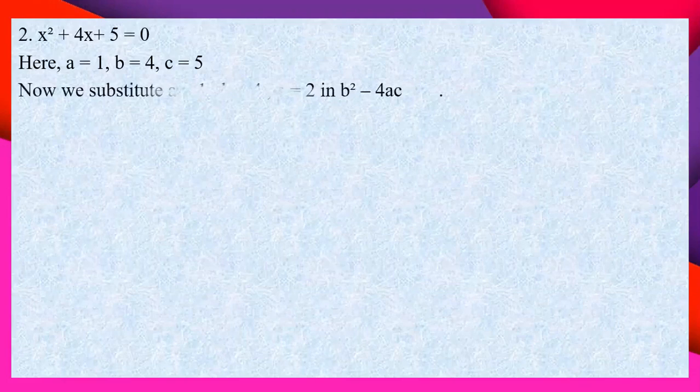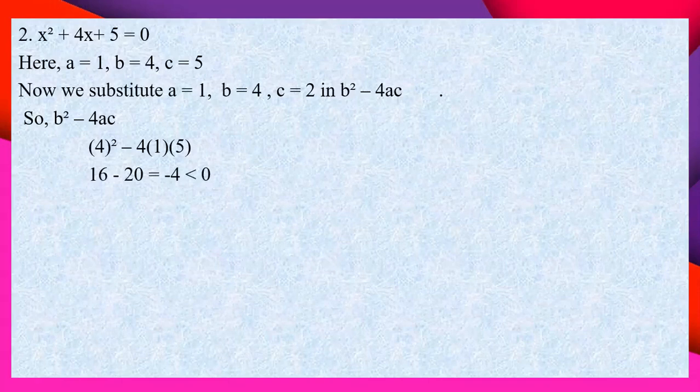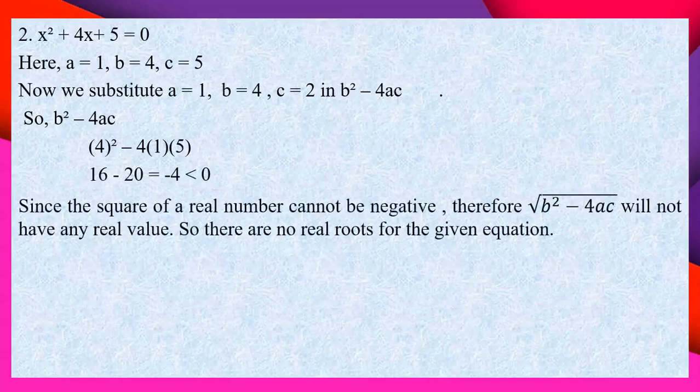Now consider another example, x square plus 4x plus 5 equal to 0. Here a is the coefficient of x square, which is 1, b is the coefficient of x, which is 4, and c is the constant term 5. Now substituting in the discriminant b square minus 4ac, we get 4 square minus 4 into 1 into 5, which is 16 minus 20, which is equal to minus 4.